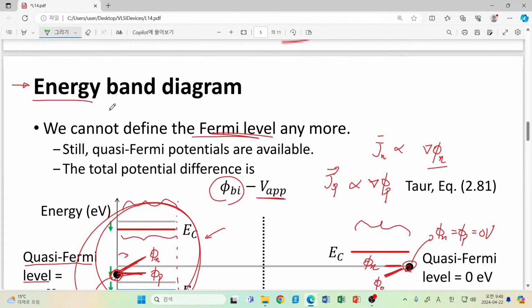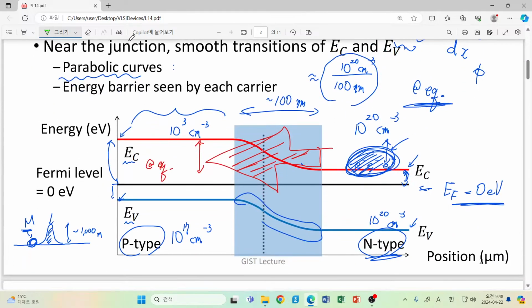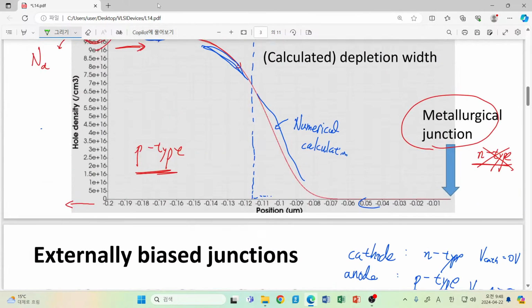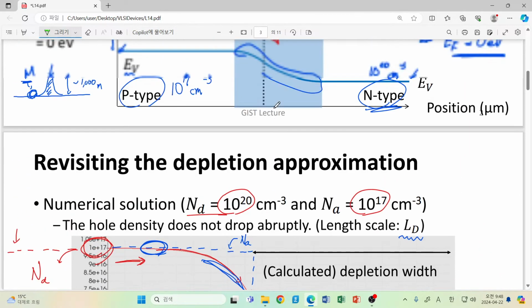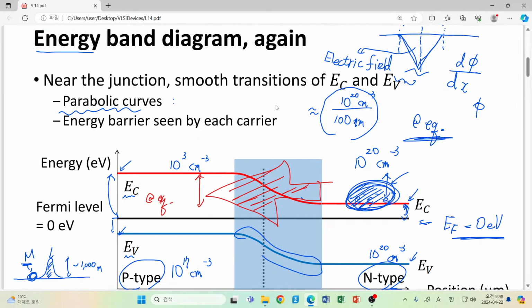What is the origin? Maybe somewhere here I wrote it but deleted it. The origin is the structure of our PN junction.